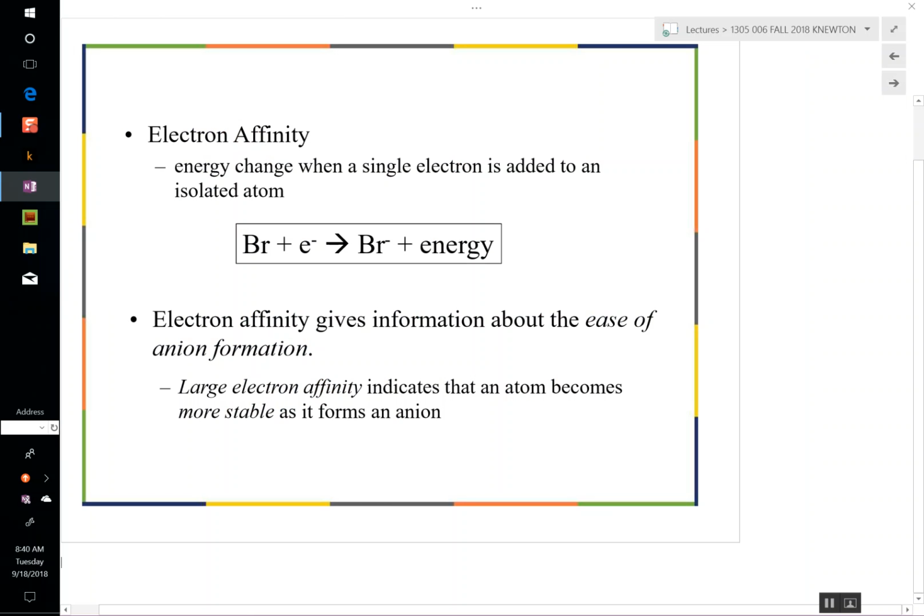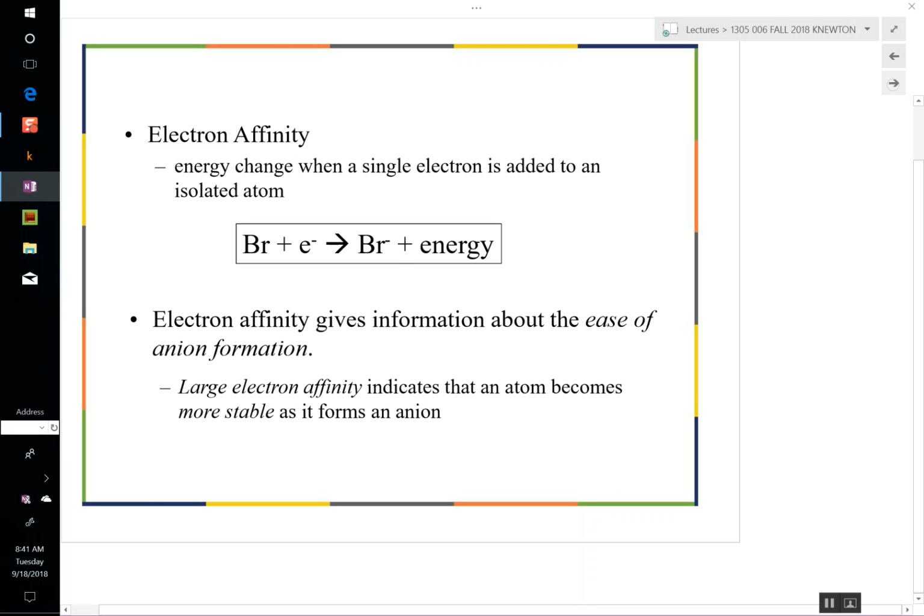Electron affinity. If you take an atom and add an electron to it and form an anion, it will release some energy. It actually gives off some energy. And we call that energy electron affinity. The energy change when a single electron is added to an isolated atom. Large electron affinity indicates that an atom becomes more stable as it forms a negative ion.